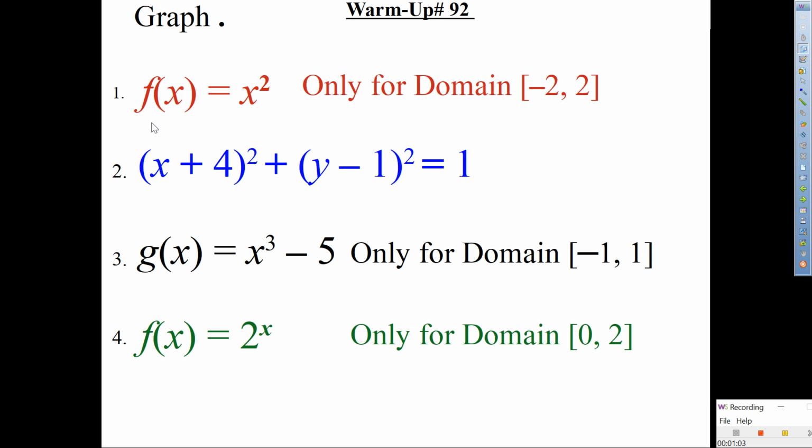So by now we know that the parent function for f of x equals x squared is a parabola, yes? And keeping it between -2 to 2, it makes it just a certain part, nothing continuing on. However, this is a circle. Tell your neighbor the center of this circle. By now they should know the center of this circle. Tell your neighbor, please.